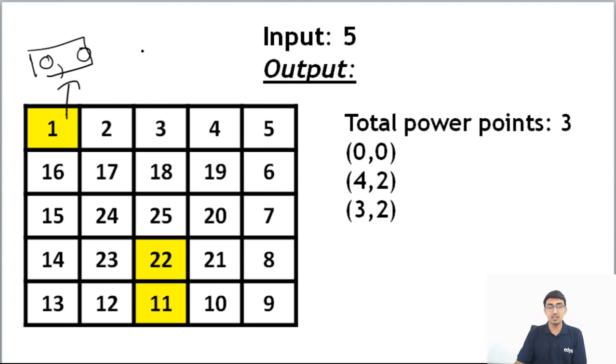So that is, even if let's say input was 1 and we'd have just one element, we would have a PowerPoint 0, 0. Then all the other PowerPoints are the ones that are divisible by 11. So we have over here one PowerPoint 11, another PowerPoint 22. The coordinates of 11 are 4, 2, and 3, 2 is the coordinate of 22. Right? So we have in total 3 PowerPoints. 0, 0, which is the first one, is by default always a PowerPoint. Then after that, all of the multiples of 11 are also PowerPoints.